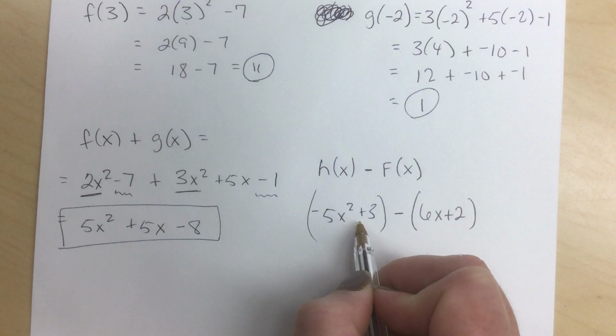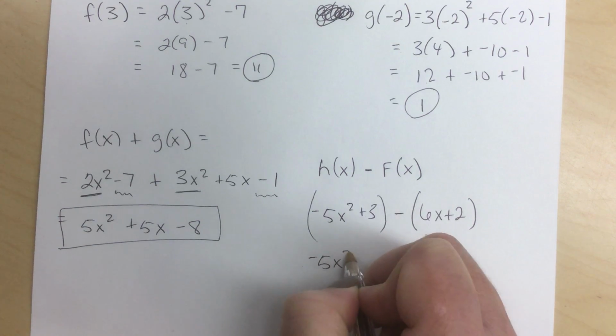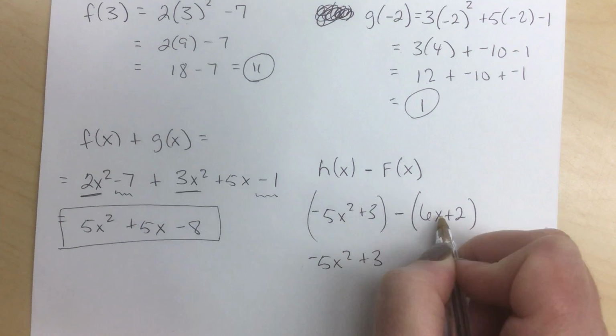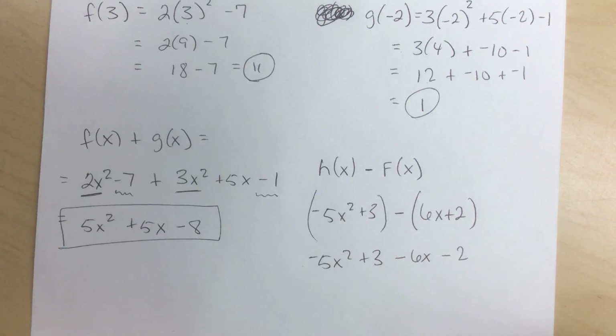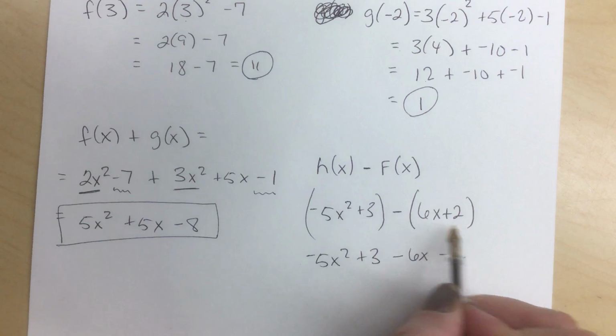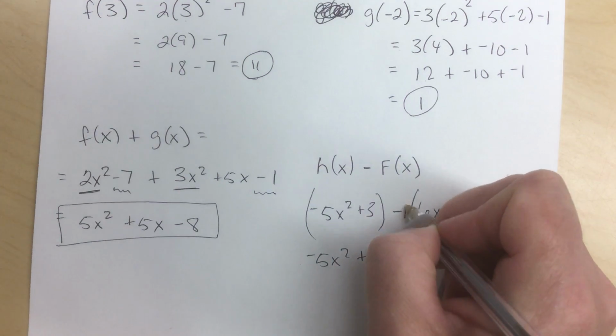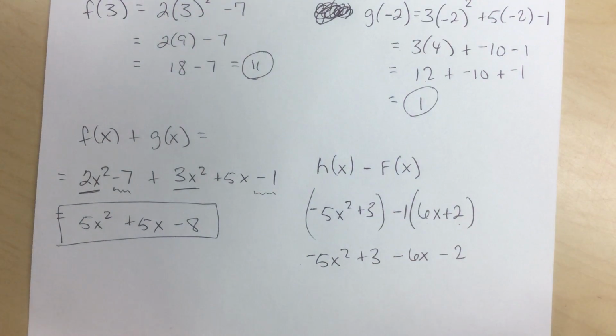So this is not going to change any: negative 5x squared plus 3. And then this is going to change to negative 6x, or minus 6x, and minus 2. Okay, we have to subtract both. So we're distributing. It's like there's a -1 there, and you're distributing through that parentheses.